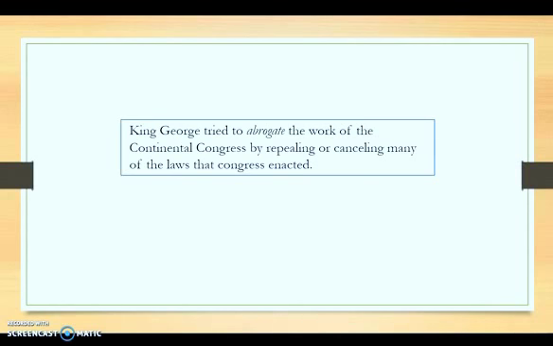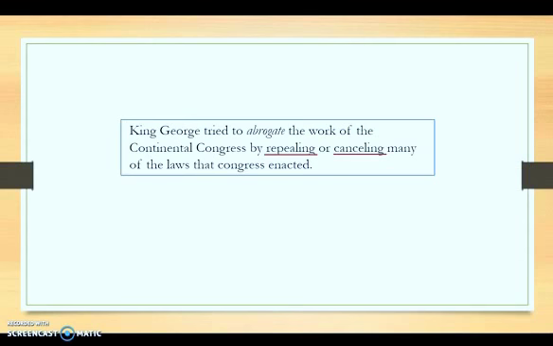When I read the sentence, two words stick out to me: repealing and canceling. In my mind, I'm thinking to myself, if King George was repealing or canceling the laws that Congress was writing, then to abrogate the work must mean to prevent or stop it.